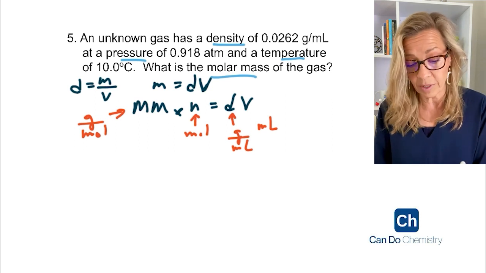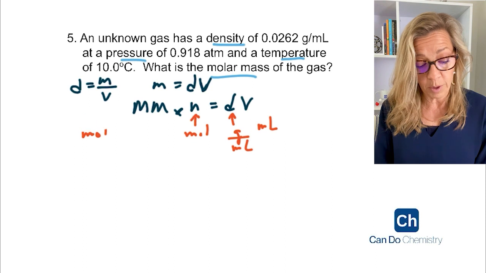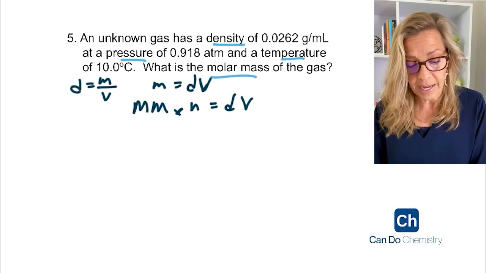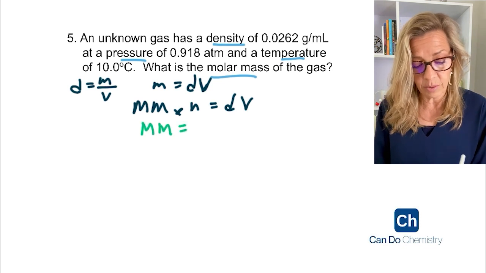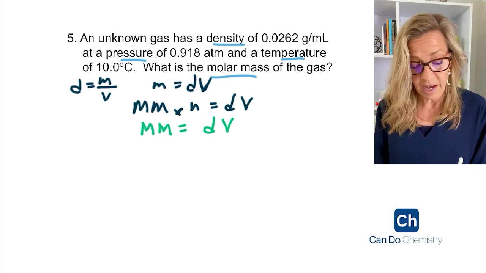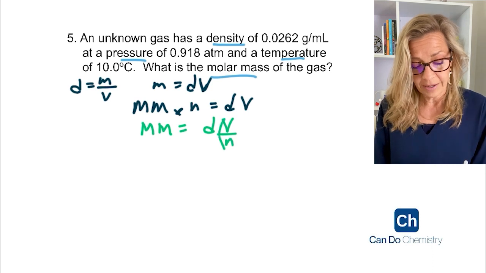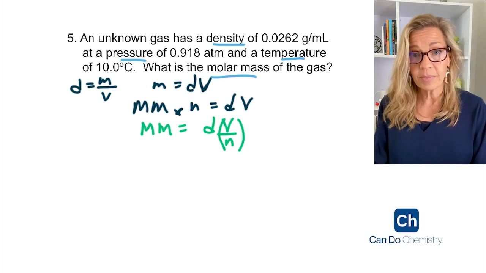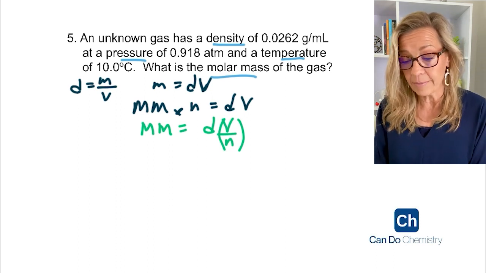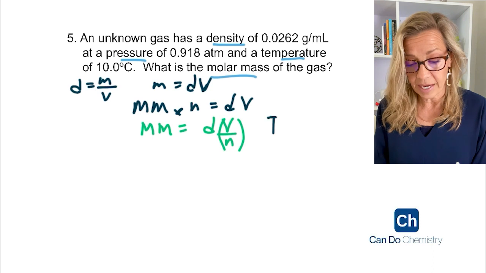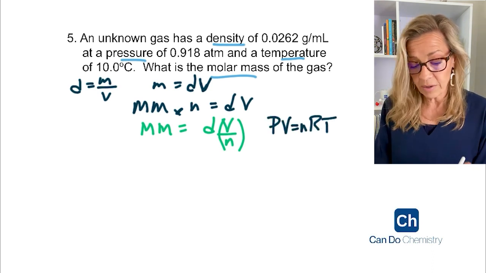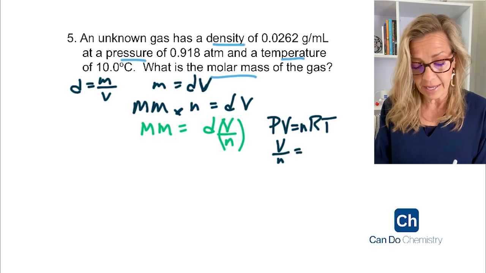And so what I'm going to do is rearrange and solve for the molar mass, okay, in terms of density. And so molar mass, and this is the equation I'm going to use, is equal to density times volume over moles. Okay, and then I'm going to isolate that and you'll see where I'm going to get this. So now I'm going to roll over to my ideal gas law. And so the ideal gas law, PV equals nRT. Now, if we rearrange that, we get V over n is RT over P.